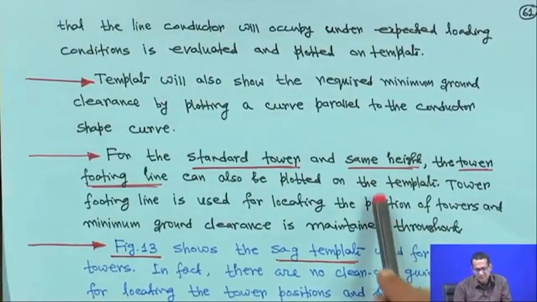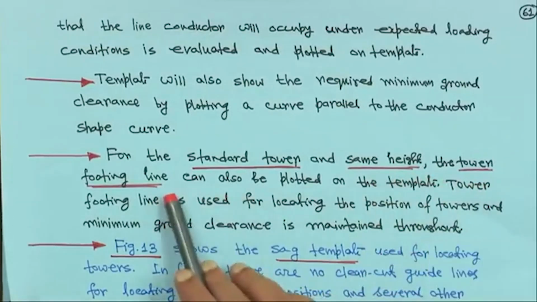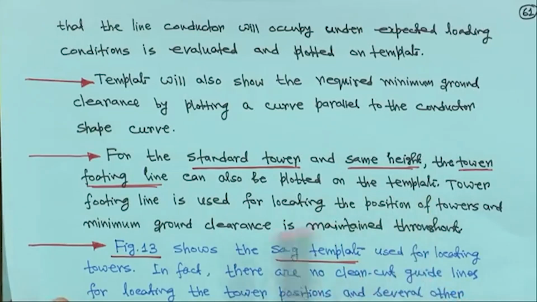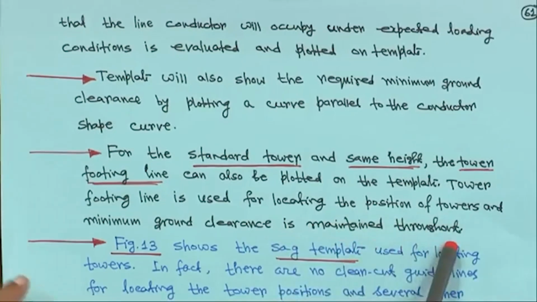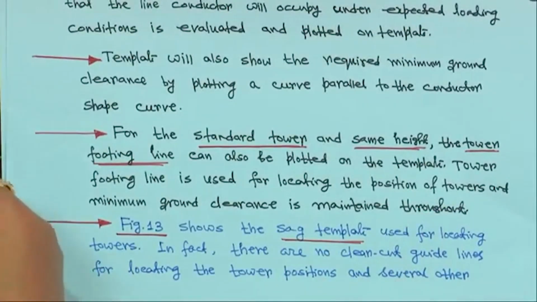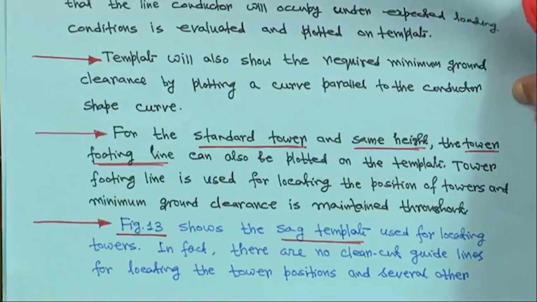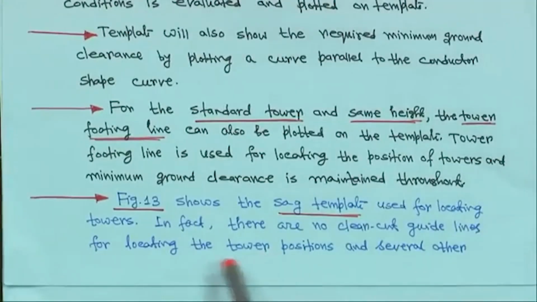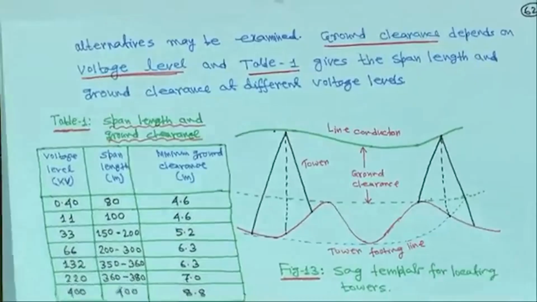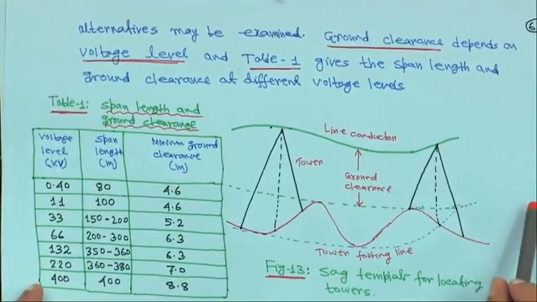And for the standard tower and same height, the tower footing line can also be plotted on the template, that also I will show you. So, the tower footing line is used for locating the position of towers and minimum ground clearance is maintained throughout. So, this figure 13 shows the sag templates used for locating towers. In fact, there are no clean cut guidelines for locating the tower position, and several other alternatives may be used. This is not mandatory, but other things can also be used, right.